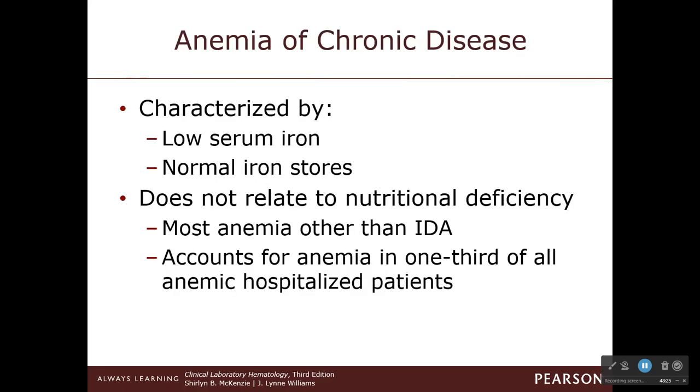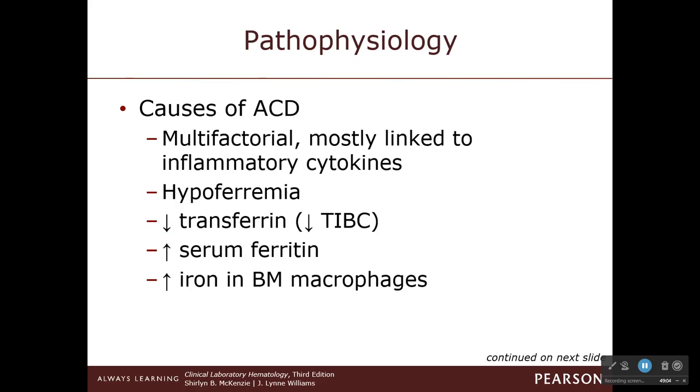All right, so characterized by low serum iron levels, but their iron stores are usually normal. So their ferritin levels and transferrin, TIBC, all that stuff is usually pretty normal. It's just they're usually a little bit low in iron. Does not relate to nutritional deficiency. Most anemias other than IDA have this. Accounts for anemia in 1/3 of all anemic hospitalized patients. So people who are in the hospital a really long time can develop anemia, and it's usually considered a chronic anemia.